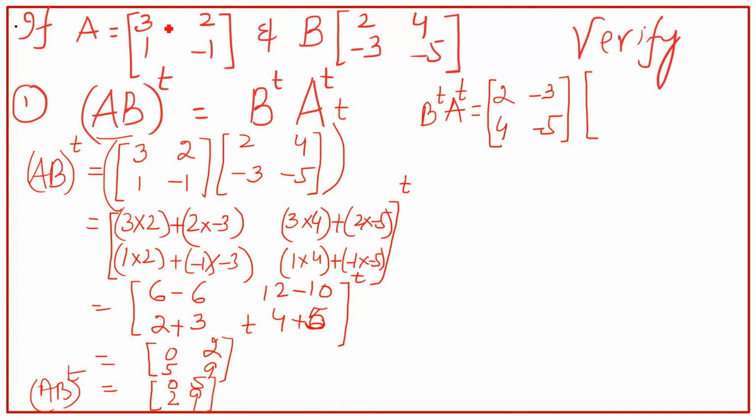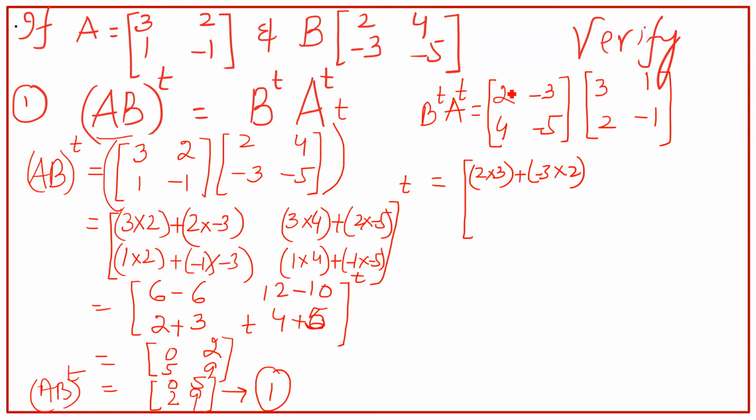A transpose, this is one row. Make it column, 3, 2. Second row, make it column. Now we will multiply. So simple. And at the end we should have this answer. This one. I will write down 1. 2 multiplied by 3 plus -3 multiplied by 2. This column with this row, then same row with the second column.